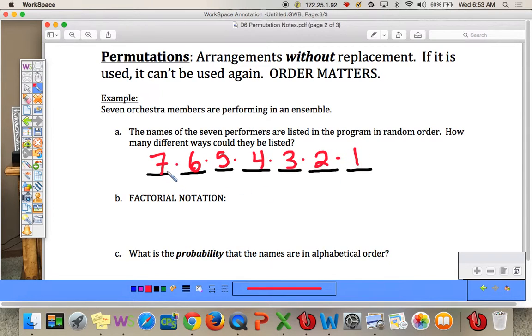And if we multiply 7 times 6 times 5 all the way down to 1, there's a faster way that we can do that, and it's called factorial. Factorial is an exclamation mark. So when you see that, it means you start at 7 and you multiply it by every whole number after that, all the way down to 1.